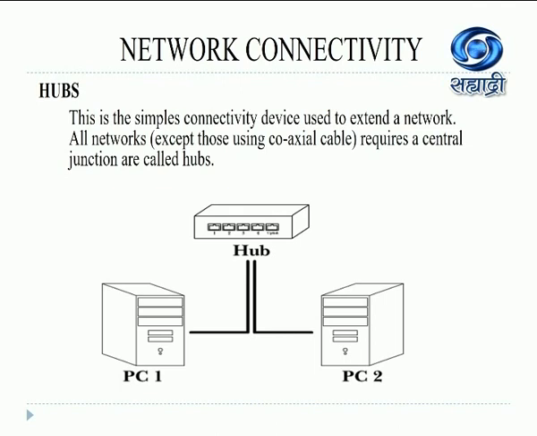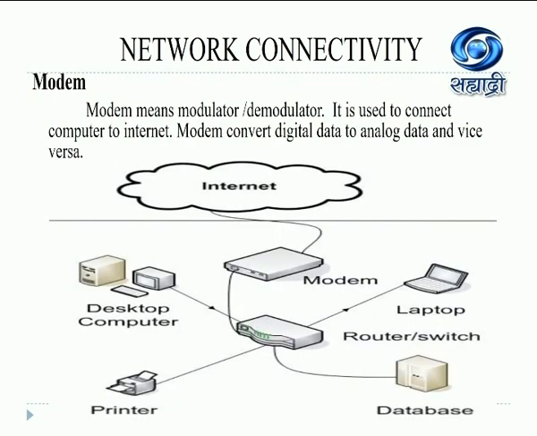Hub, this is a simple connectivity device used to extend a network. All networks except those using coaxial cables require a central junction which is called a hub. So in this picture, you can easily recognize if I want to communicate from one PC to another PC, first the data is given from one PC to the central hub. Then that central hub will pass data from itself to the next PC. So all the data is cloned, or a copy of the data is saved at a central hub.